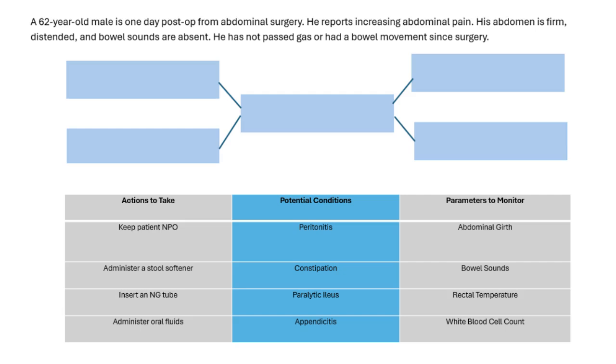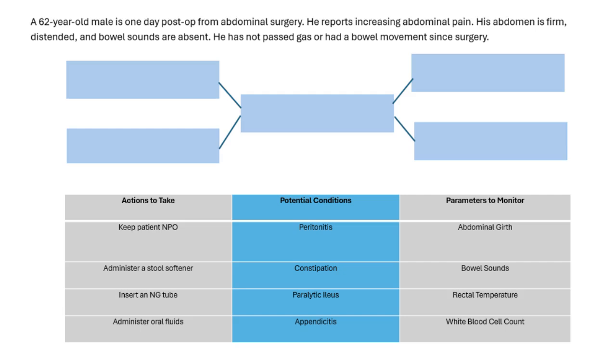Next question. A 62-year-old male is 1 day post-op from abdominal surgery. He reports increasing abdominal pain. His abdomen is firm, distended, and bowel sounds are absent. He has not passed gas or had a bowel movement since surgery. A rigid abdomen and no bowel sounds after surgery should make you think of ileus. You act by resting the gut, decompressing, and monitoring for signs of improvement.